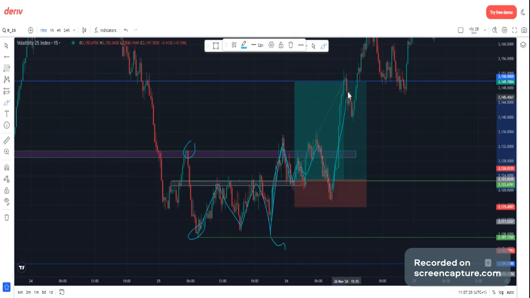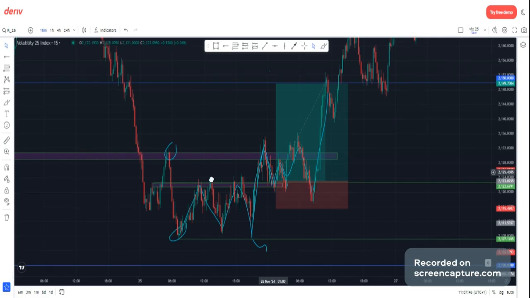Let me zoom in further so you can see that whenever price does a retest on a support and resistance zone, the next thing that is going to happen is a very, very big trend. Don't fall for it, guys. Don't fall for it.